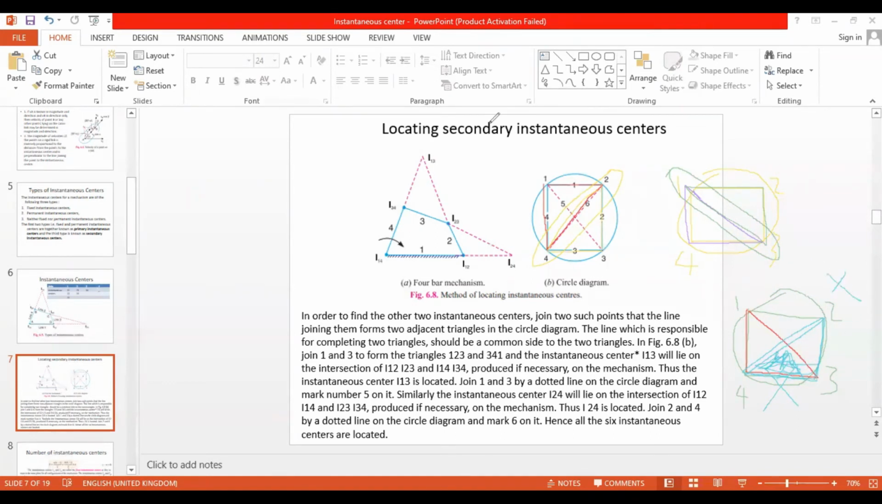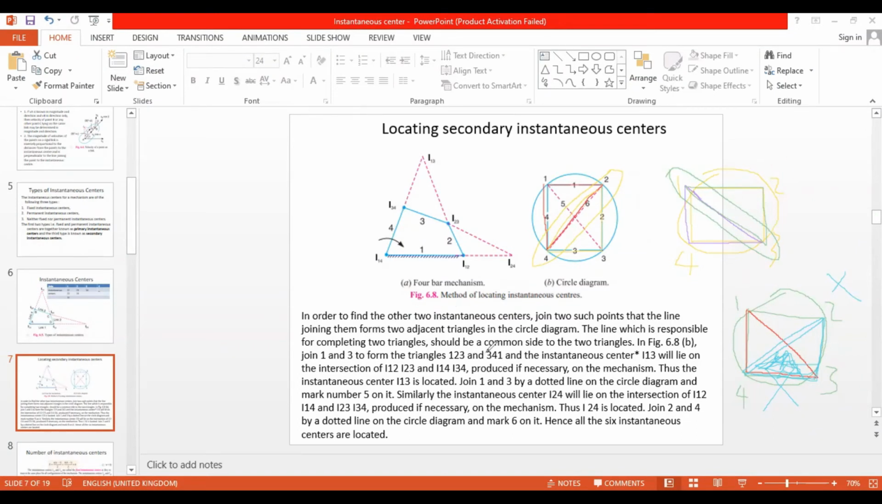All right. Okay, so we'll be back. The line which is responsible for completing these 2 triangles, right? If this line is not there, then this triangle is not complete, right?